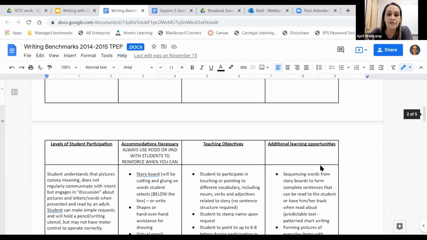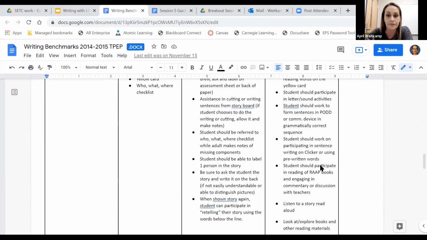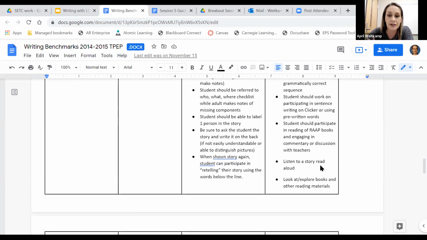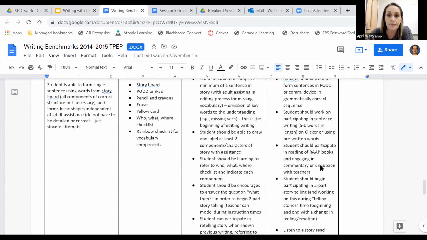And there are 5 different levels of this. I just recently updated some of this. If you look over here on this one, the students should participate in reading of RAP, read, ask, answer, and prompt books, and engage in commentary or discussion with teachers. We're big in having kids comment on stories, not just answer comprehension questions, but actually tell us what they think. So we would have those. I love when they're starting to retell, looking at and exploring books.